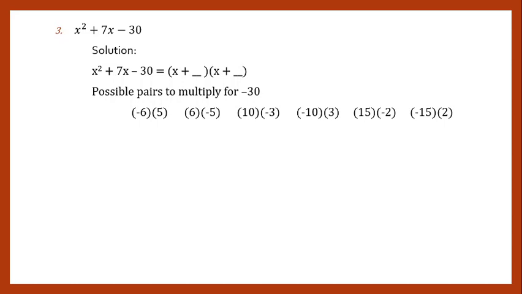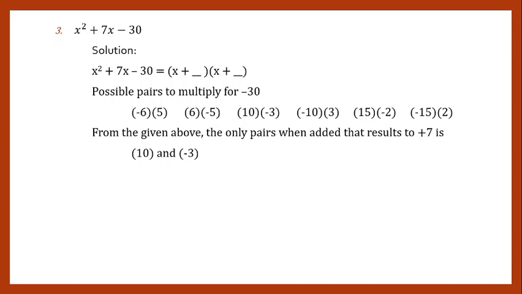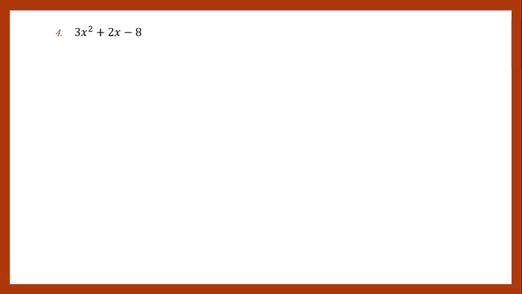Positive. Take note of the sign. The sign is important. So, if positive 7, we have 10 and negative 3. So, for your final answer, x plus 10 multiplied by x minus 3. Okay? This one depends on the number 4, when the first term already has a constant.